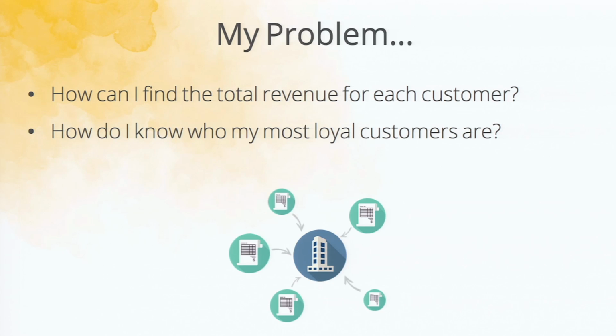All right, so what is my problem? So two problems are, how do I find how much money someone's giving me, and how do I know who my most loyal customers are? They kind of go one in one. Someone's loyal if they give me money. Someone's not loyal if they stop giving me money. So it's really important for me to know who my most valuable people are.